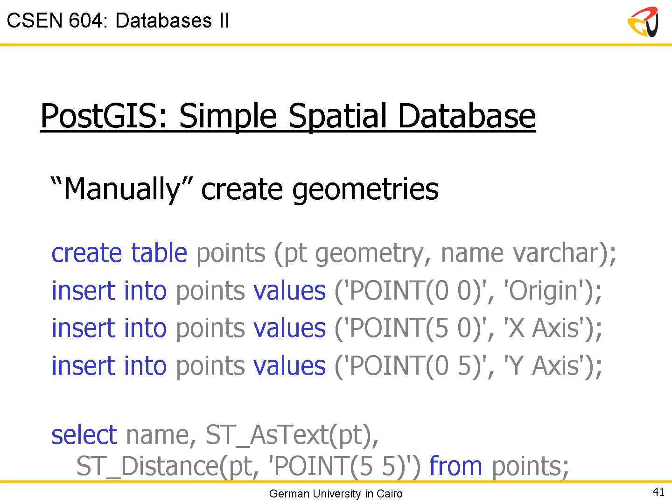Here I'm going to create a table called points, and it has two columns. The first one is called pt, for point, and its data type is geometry. The second one is called name, and it's a varchar. When I'm inserting into this points table, I will use this point function, and I will pass it x and y coordinate values. Here I'm not using longitude and latitude, I'm just using simple x and y. So I pass it 0.00, 0.50, and 0.05 for the origin x-axis and y-axis coordinates.